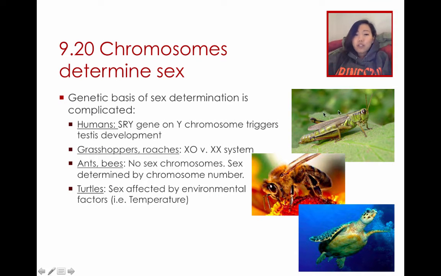Grasshoppers and roaches have a totally different system, where the absence of an X chromosome actually leads to the grasshoppers being male. Ants and bees actually don't even have sex chromosomes. It's based on the number of chromosomes that they have. So I think females are diploid, so if you have more chromosomes, then you're likely to be female.